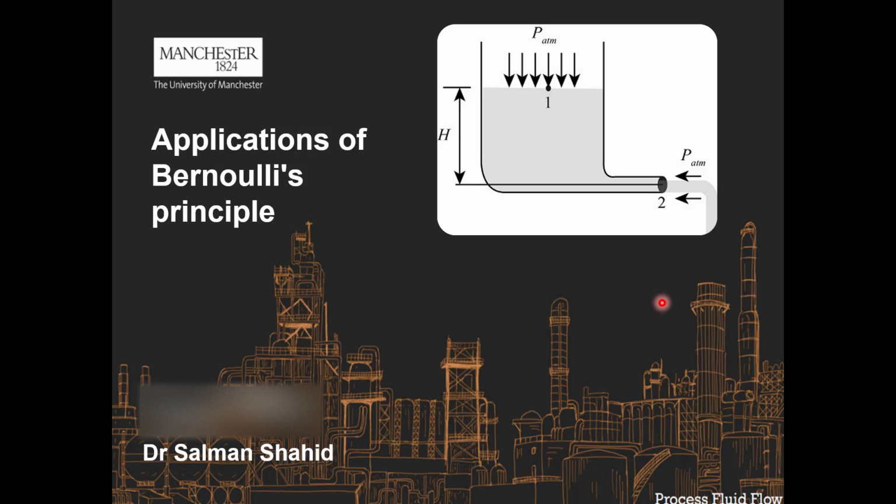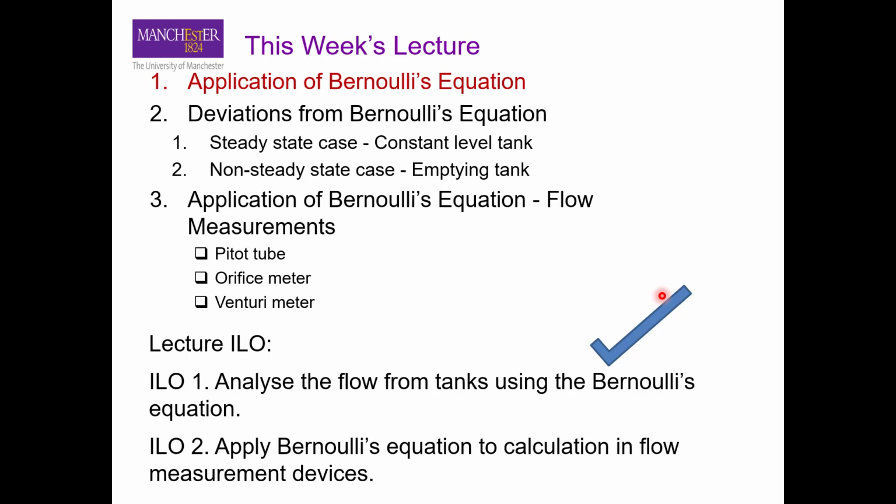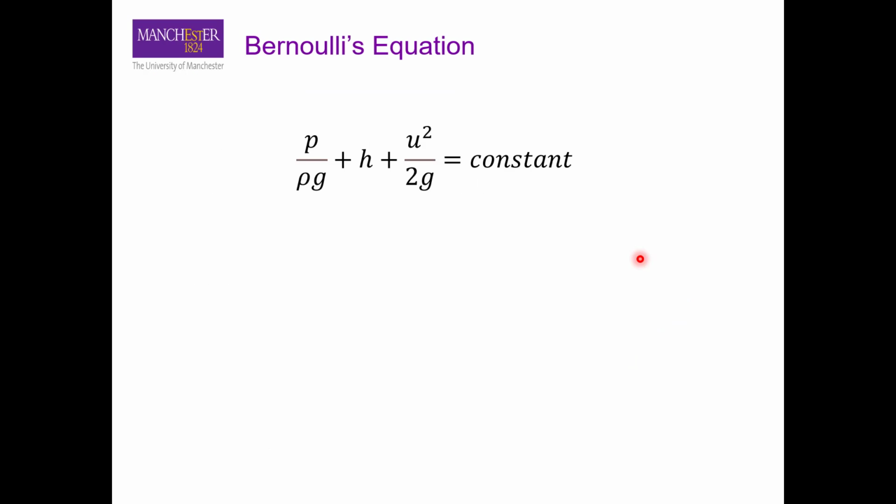In part 1, we looked at, for example, Bernoulli's equation and different forms of Bernoulli's equation. We looked at how we can write Bernoulli's equation in the form of energy per unit weight or per unit volume or per unit mass, for example. And so in this lecture, we are now going to look at how we can apply this Bernoulli equation to solve fluid flow problems.